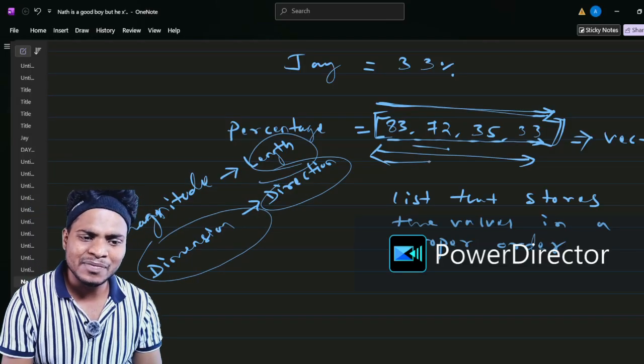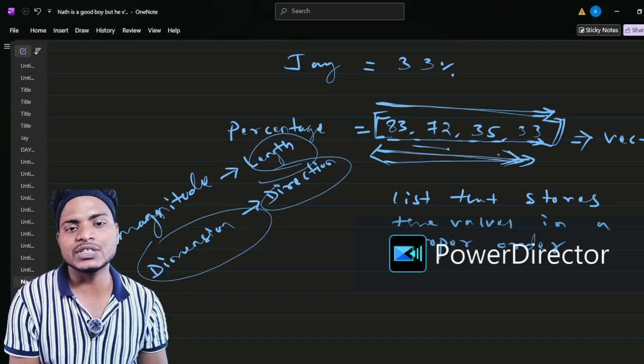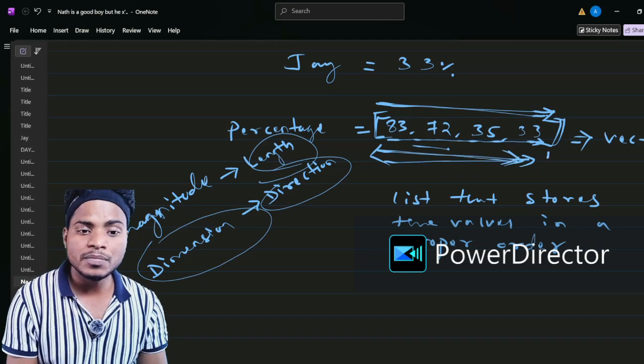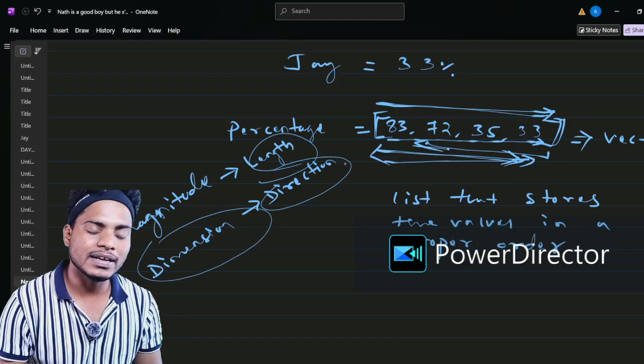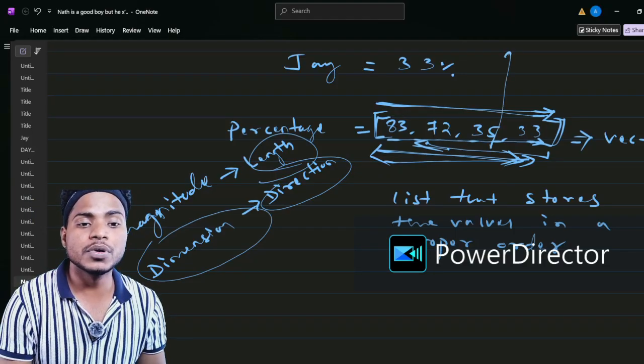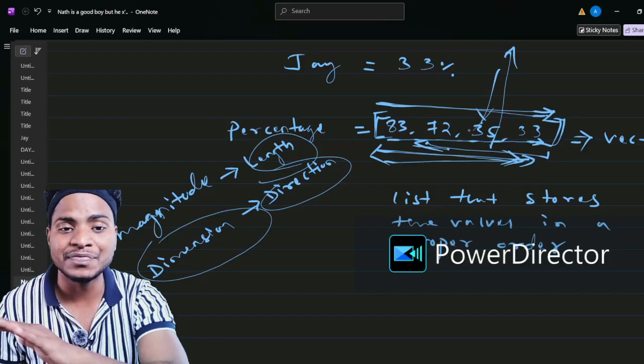So does it have any directions? Yes, it has. If you go from left to right, it has one direction, and you can also come right to left. Either way you can go, left to right or right to left. But it cannot go top to bottom. It cannot go like that. This is not possible because you do not have the value there.